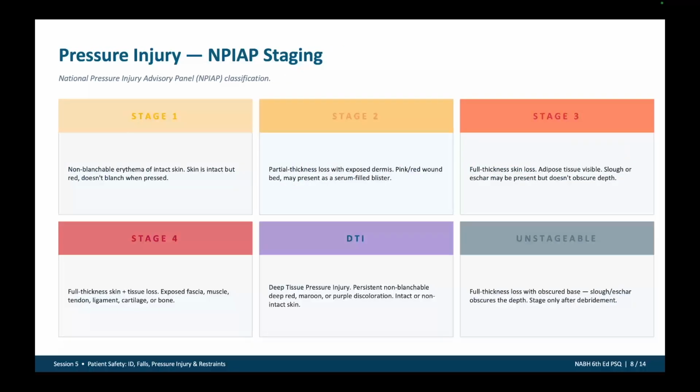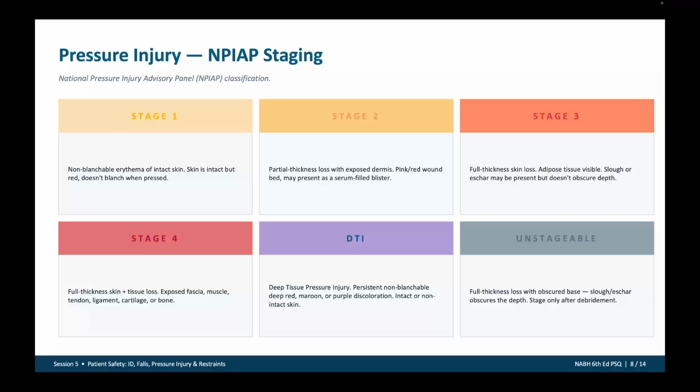In pressure injury, the National Pressure Injury Advisory Panel classification. In stage 1, non-blanchable erythema of intact skin. Skin is intact but red, and doesn't blanch when pressed. Stage 2, partial thickness loss with exposed dermis. Pink-red wound bed, may present as a serum-filled blister.